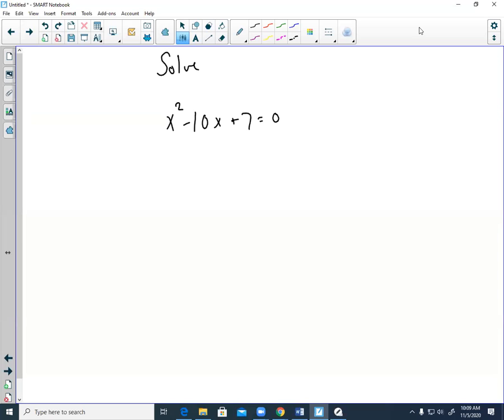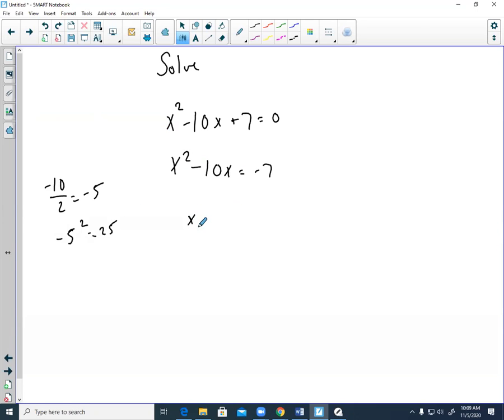All right, so let's go through it. We can look at it. If you don't want to see this, then don't look. But this is just something that we're going to run through. So we first move that 7 over to the other side. Then we take our b over 2. We're going to take that -5 and we're going to square it.